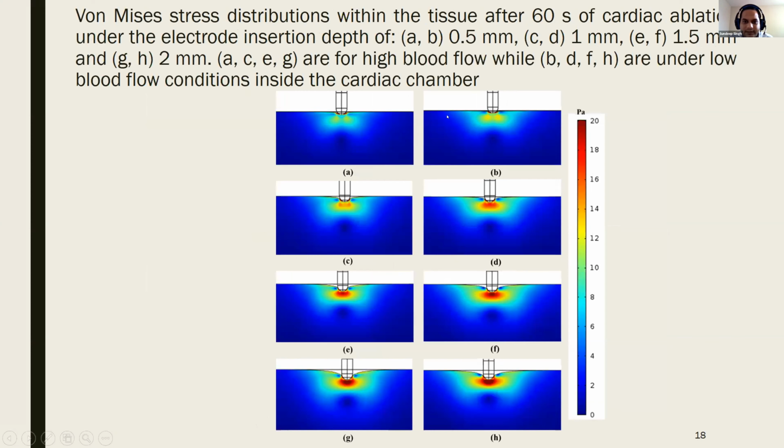The particular column reflects 0.5, this is for 1, this is for 1.5, and this is for 2, and this is for high blood flow condition, and the column 2 is for low blood flow condition. As you can see, the amount of thermal stresses increases with the increase of insertion depth.